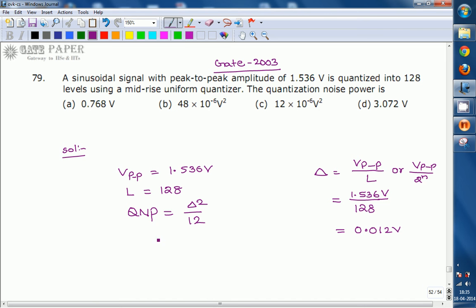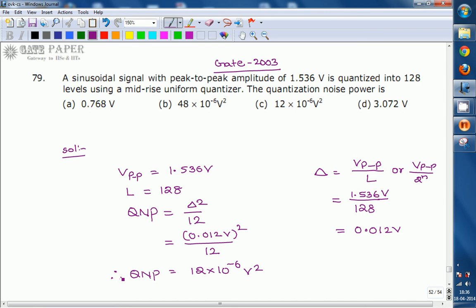Now we'll find the quantization noise power. QNP equals delta square by 12, that is nothing but 0.012 volts whole square by 12. If we simplify this, then we get 12 into 10 to the power of minus 6 V whole square, that is volts square. This is the quantization noise power for the given data.